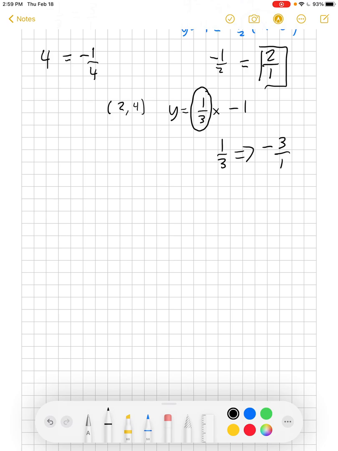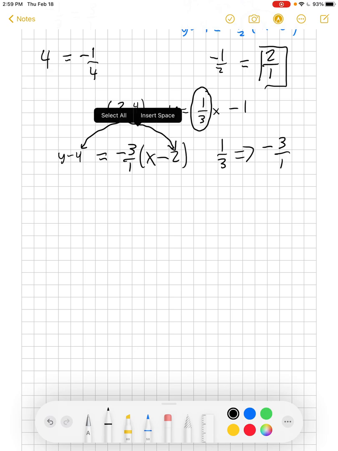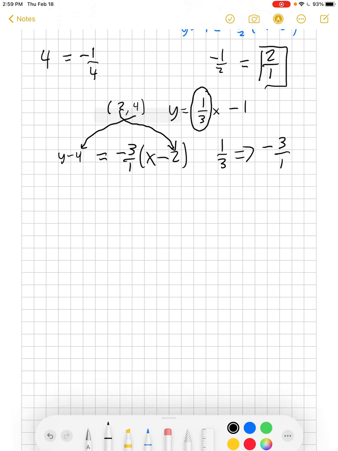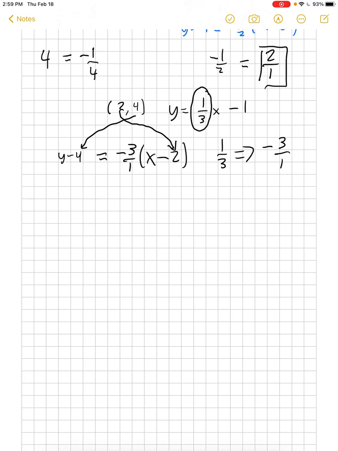And then we could plug it into point-slope form. y minus 4, simply pull the 4 from there, is equal to -3/1 times (x minus 2). And we could pull the 2 from there. Once again, I trust that you could potentially take this and rewrite it in slope-intercept form. I think it's one step too far. You don't need to. However, just for demonstration purposes, I will show you how you would do that.